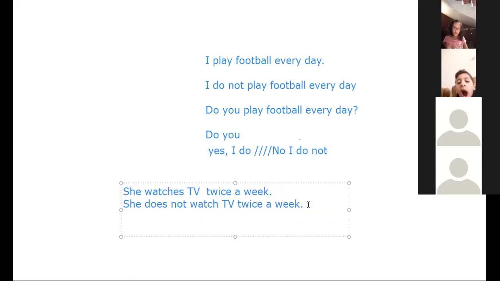So, the first is a statement or positive sentence: she watches TV twice a week. Wait a minute, don't ask me until I finish this explanation. She does not watch TV twice a week. We delete the S, the ES, and we add it to where? To does. So, this is the negative form.